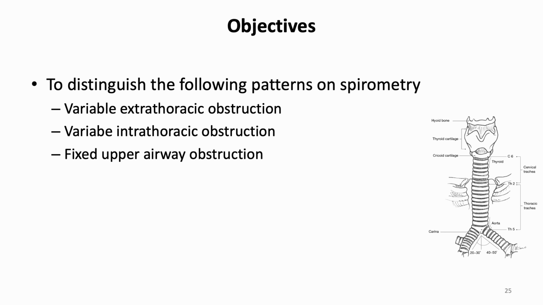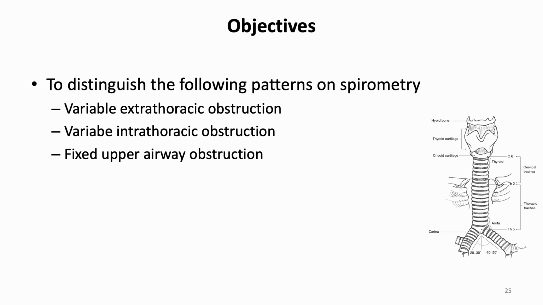When we're talking about upper airway obstruction, we're talking about any obstruction from the larynx to the level of the carina. And these may either be variable, that is they change between inspiration and expiration, or they may be fixed, and when fixed, they cause obstruction during both inspiration and expiration.